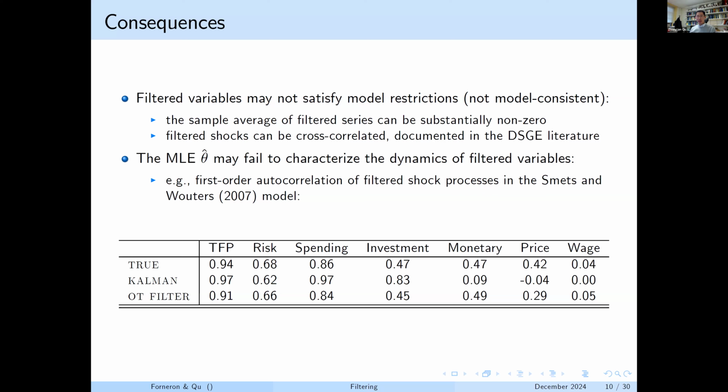So in the third row, I have pretty much the same thing, except that the correlations are computed using filtered values from the OT filter. There, if you compare the first row with the third row, you see that their values are much closer to each other. So we do get a sense of model consistency in this comparison.